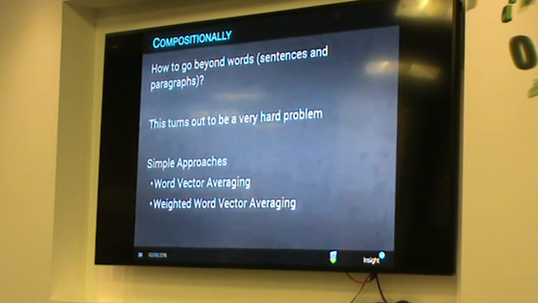So I had to go beyond words. Word2vec is focused on words. On top of words there are then sentences, and then there are paragraphs, and then there are documents. It turns out to be a very difficult problem to go beyond and learn the kind of higher level structure.